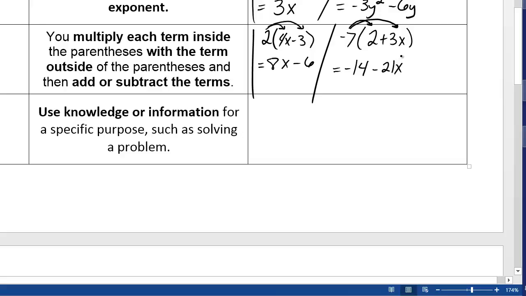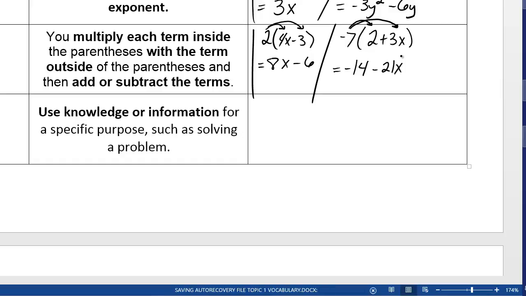Now, apply. Pretty much you use the knowledge or information to solve a word problem. You apply anything you know about math to a word problem to solve it. And that's what apply is. So let's go ahead and read a word problem. You have a part-time job and work for 3 hours on Friday and 6 hours on Saturday. In addition, you receive an allowance of $20 a week and make $92 per week. How much do you earn per hour at your part-time job?